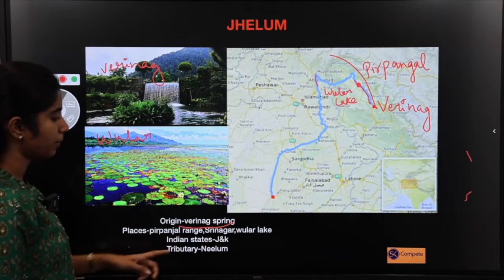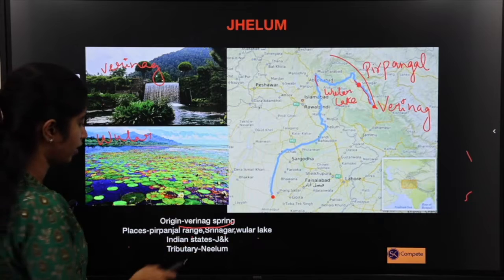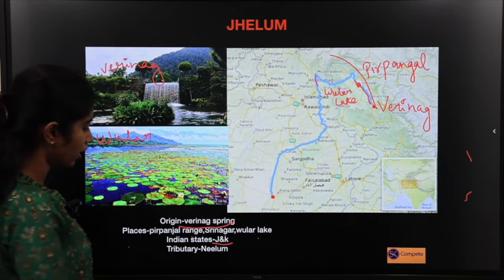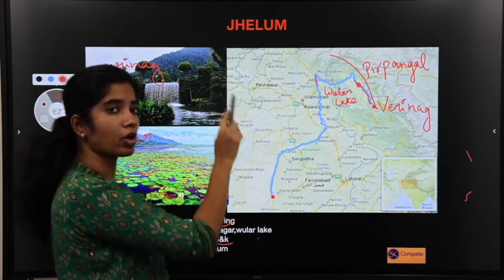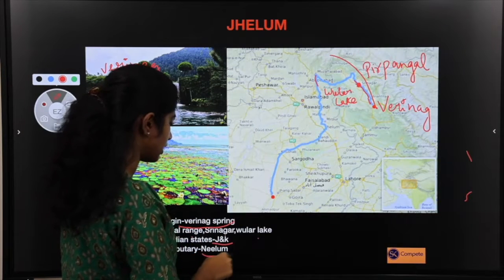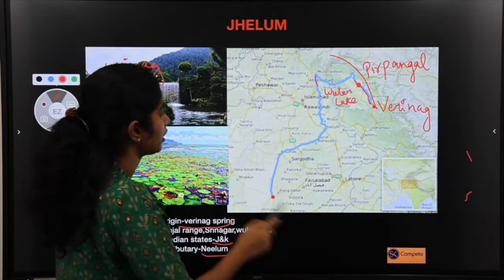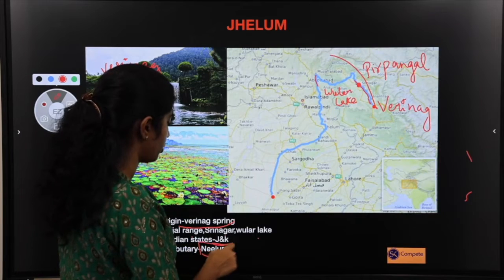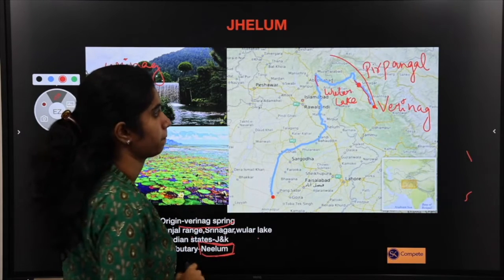What are the places? Pir Panjal range, Srinagar, Ular Lake. Indian states, only Jammu Kashmir. Tributary. This river will also have a tributary. That is Neelam. So Neelam is also a tributary of this river.